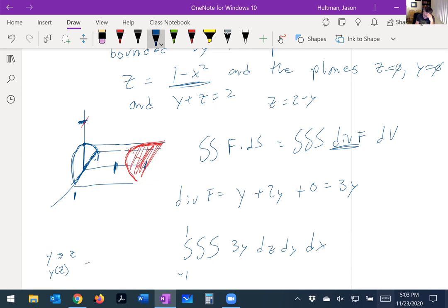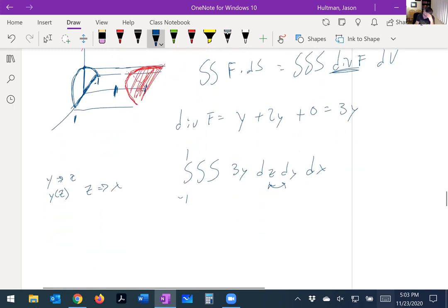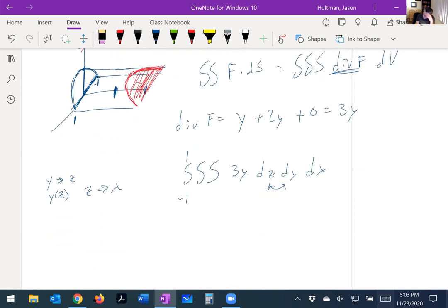And then z goes to x. So yeah, I got to swap these two. I got to swap those two. So x can stay there. Okay, but I'm going to swap these two. dy, dz. Oops, I already have z.